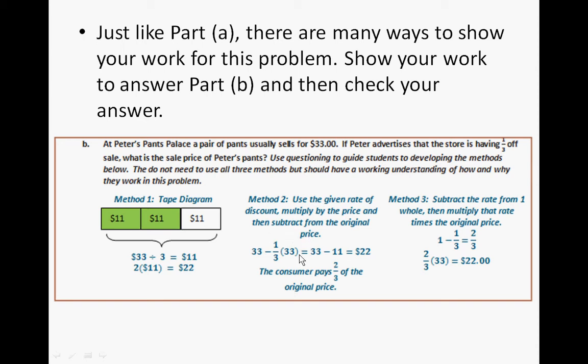Or method 2, use the given rate again. Here's the original price, 33, minus 1/3 of the original price, which is 11, and 33 minus 11 is 22. Or the third way, again, subtract the rate from 1, because 1 represents the whole price. So 1 minus 1/3 is 2/3, and 2/3 times 33 is $22. So either one of these ways you can do it, as long as you get the answer of $22.